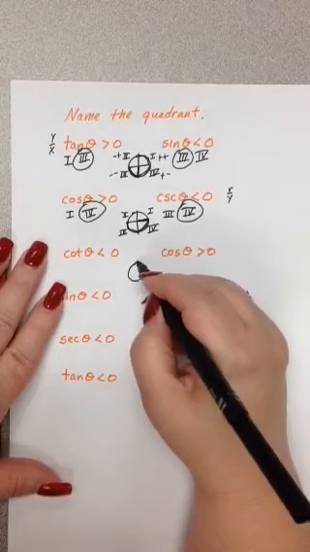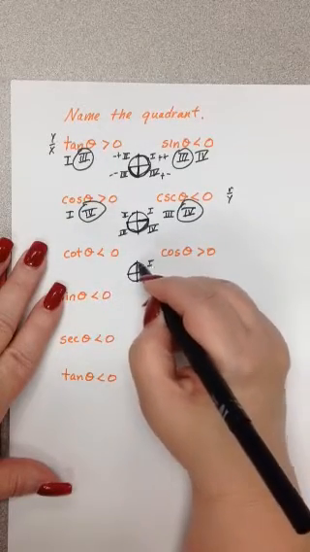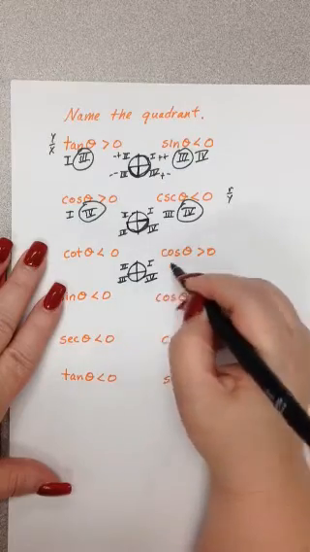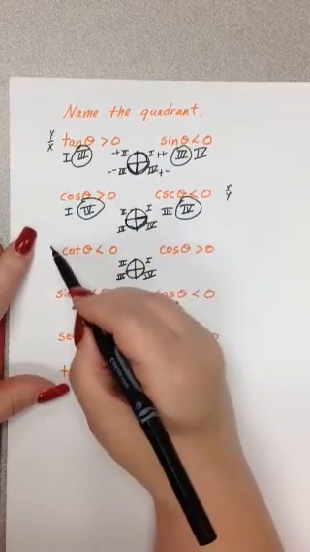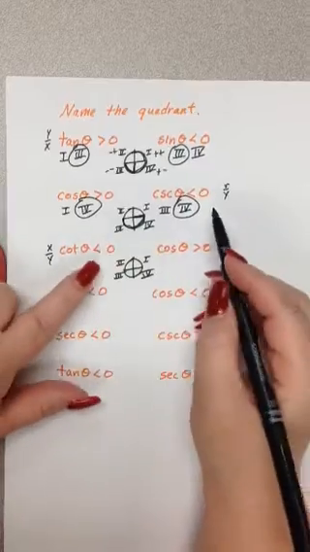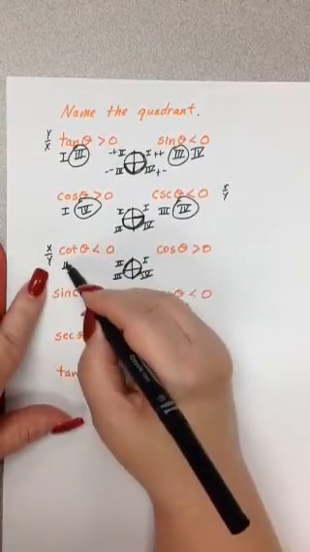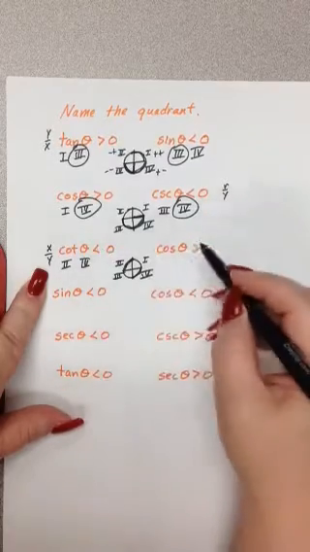Next one, notice I draw a little circle on every one of them. Quick reminder. All right, cotangent, remember, is x over y. So it's going to be less than 0 when the signs are different. So that would be quadrants 2 and 4.